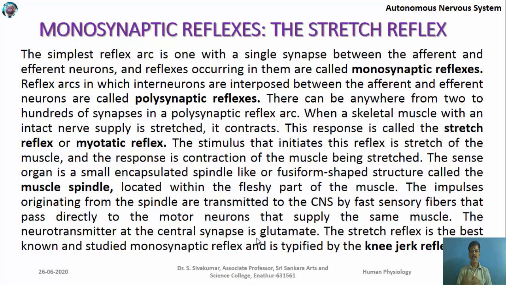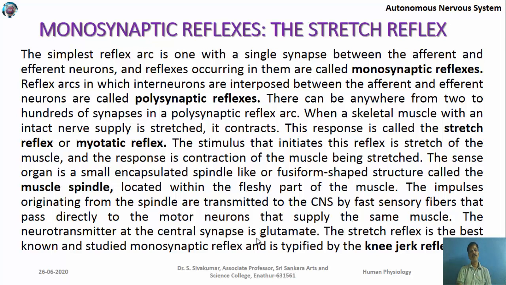The stimulus that initiates this reflex is the stretch of the muscle, and the response is contraction of the muscle being stretched. The sense organ is a small encapsulated spindle-like or fusiform-shaped structure called the muscle spindle. The stimulus arises from the muscle spindle located within the fleshy part of the muscle. The impulses originating from the spindle are transmitted to the CNS by fast sensory fibers that pass directly to the motor neuron that supplies the same muscle.